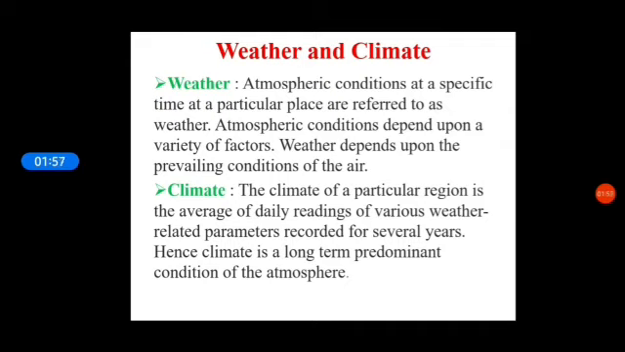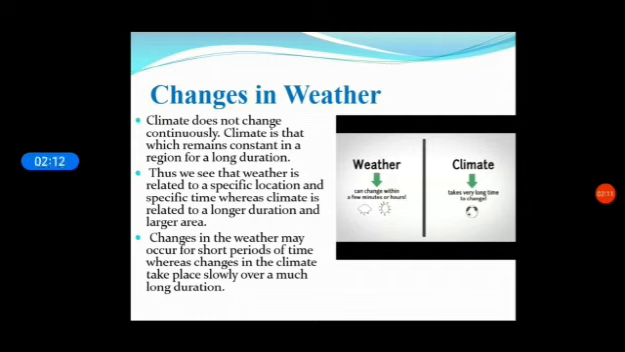Weather forecast predicts weather or climate by evaluating different factors like temperature, atmospheric pressure, sunlight, clouds, humidity, rainfall, and visibility. Now let's learn changes in weather. Climate does not change continuously. It is the same for a long duration at a particular region. Changes in weather may occur for short periods of time, whereas changes in the climate take place slowly over a much longer duration.